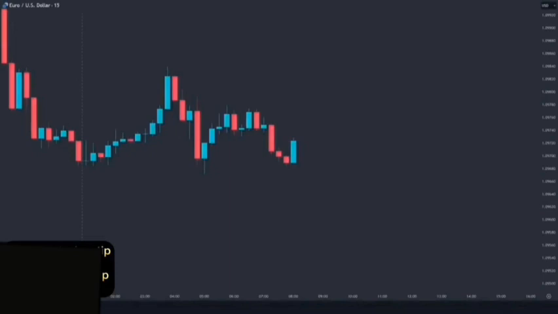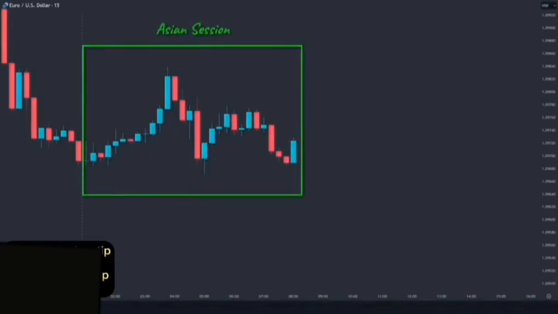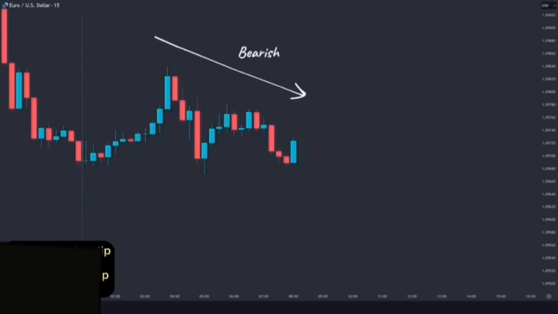Here we have the euro-dollar on the 15 minutes chart. This is the price movement in the Asian session, and right now we are at the beginning of the London session, which is when we will look for trading opportunities. The market sentiment is bearish, so there is a higher chance for the price to continue pushing downwards.